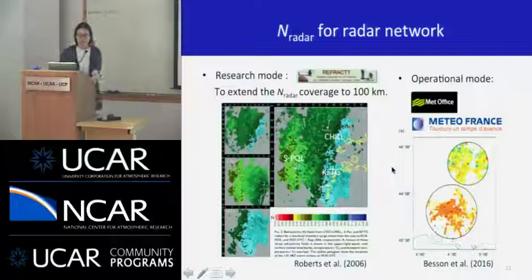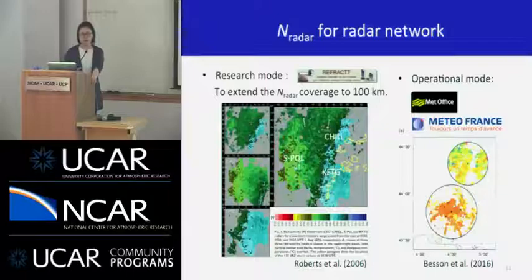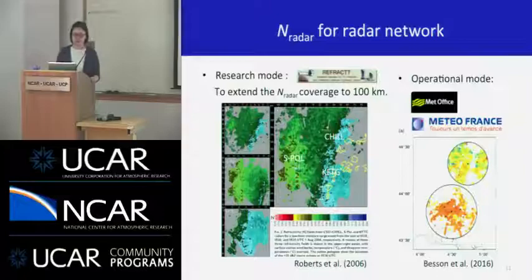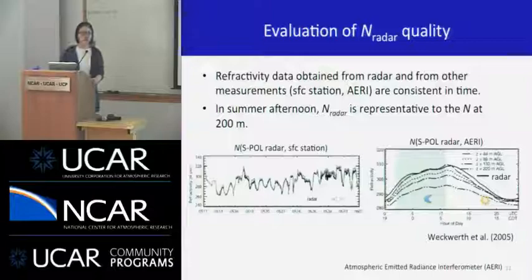Nowadays, in the UK Met Office, they already have radars that have become operational. So we know the evolution from 1997 has been from the research mode to the more operational mode. Before we use this data a lot, we need to know the refractivity quality.